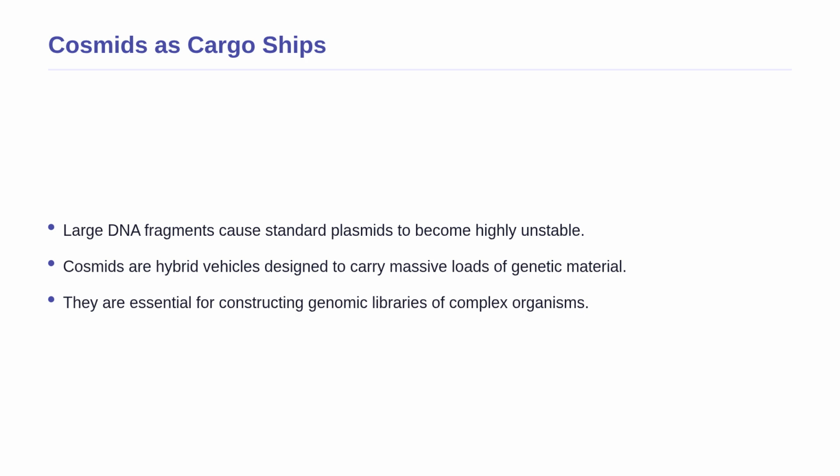If a plasmid is a small delivery truck, a Cosmid is a massive, heavy-duty cargo ship. They are hybrid vehicles designed specifically to carry massive loads of genetic material safely. Cosmids are incredibly important for constructing genomic libraries, where we need to represent the entire genome of a complex organism. Without them, mapping genomes like the human genome would be exponentially more difficult and expensive.